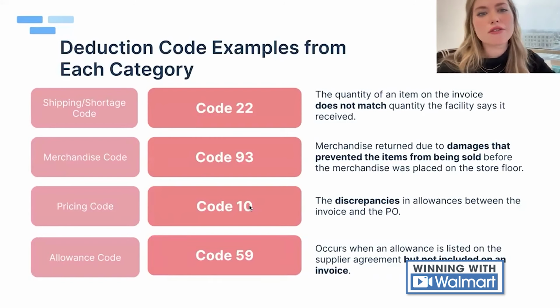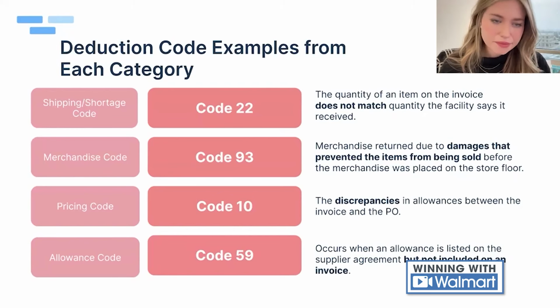An example of a shipping or shortage code is going to be code 22. The definition of this is when a quantity of an item on the invoice does not match the quantity that the facility says it's received. So again, that color coding or receiving area that I was talking about could be a good preventative measure for this code specifically.